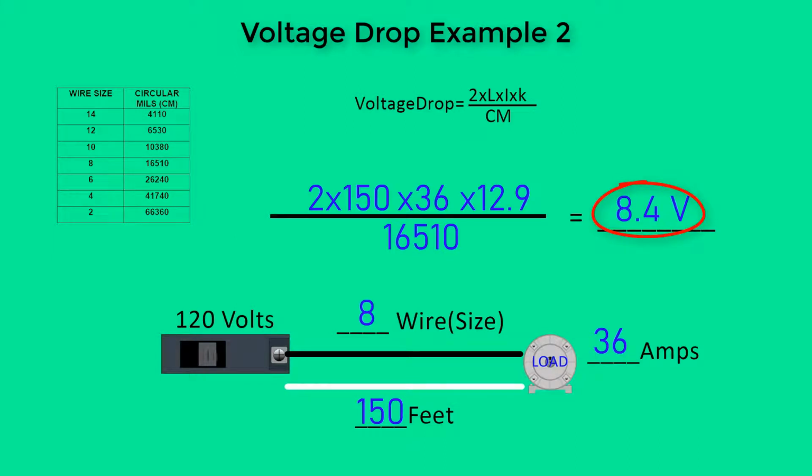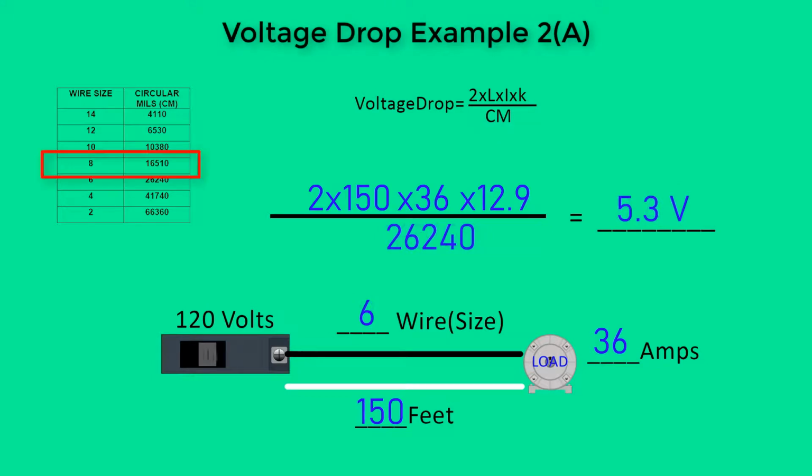Let's examine how using a larger conductor reduces the voltage drop. In this example, notice that the number 8 wire has been replaced with a number 6 wire. Notice that the circular mill value of a number 6 conductor is 26,240. The result is a voltage drop of 5.3 volts. Using the number 6 conductor results in a voltage drop that is within the 5% voltage drop range. The most common way to correct voltage drop problems is by using a larger conductor.